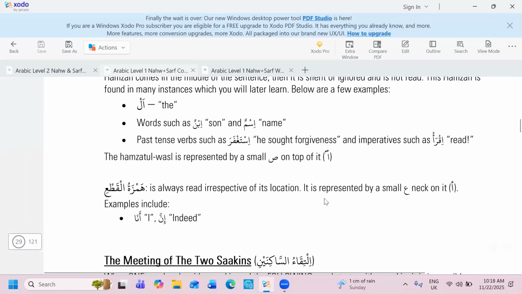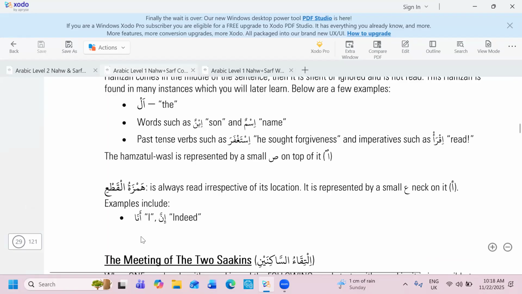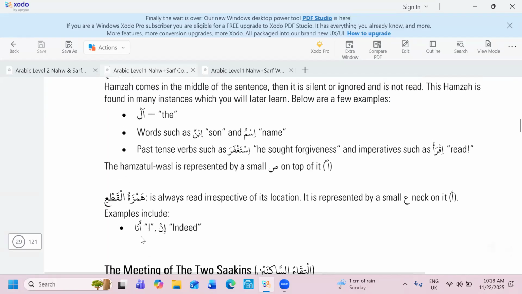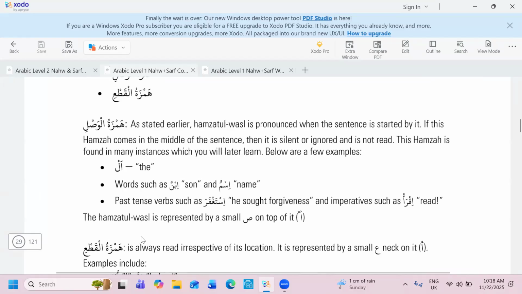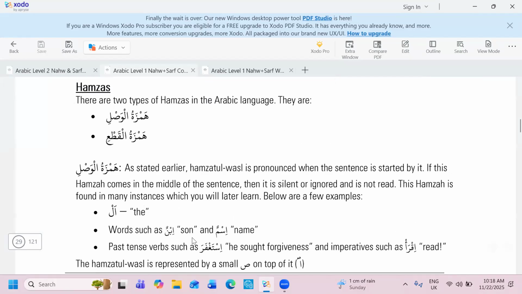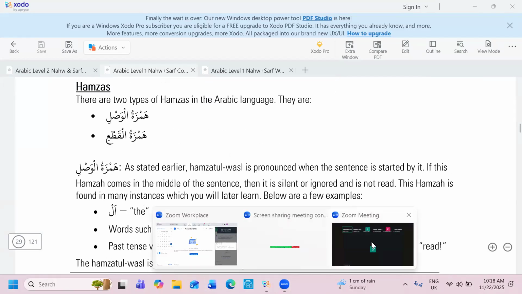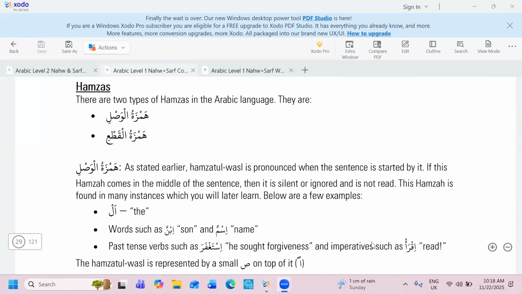Whereas hamzatul qat, most of the time it will have that. Or you know the word ana, and you will know that it's hamzatul qat. Okay, everyone clear with the difference? This is more of a spelling and pronunciation thing.